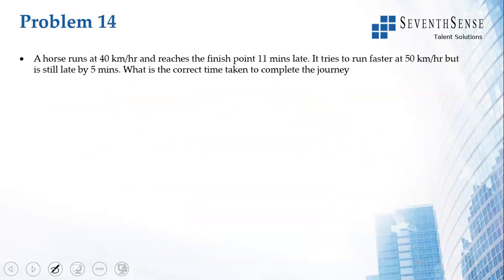A horse runs at 40 kilometers per hour and reaches the finish point 11 minutes late. It tries to run faster at 50 kilometers per hour but is still late by 5 minutes. What is the correct time taken to complete the journey?